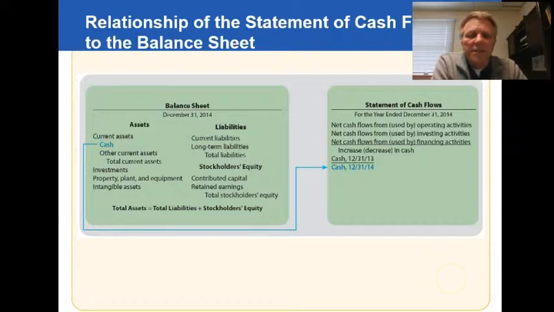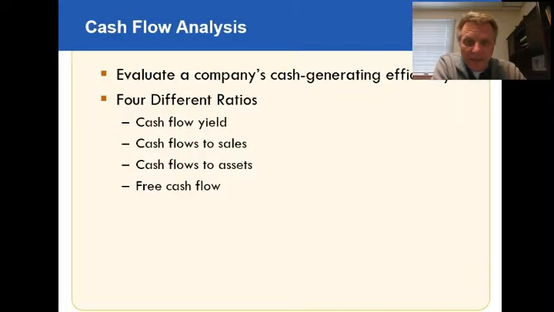There is a connection, just in case you haven't figured it out yet from the text, between the statement of cash flows and the balance sheet itself. If you look on the balance sheet, you'll find your cash line underneath your current assets, and it should be the same as cash on your statement of cash flows for that same time period. So there's definitely a connection between the balance sheet and the statement of cash flows.